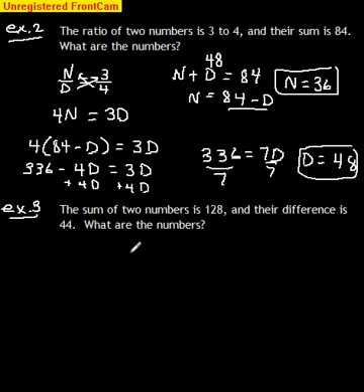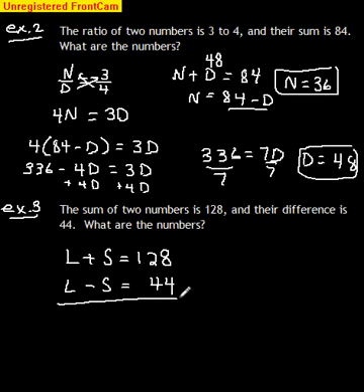Okay, last problem. This one says the sum of two numbers is 128, and their difference is 44. What are the numbers? So I'm going to call this the large and the small number. So the sum of two numbers is 128. So the large number plus the small number equals 128. Their difference, so the larger one minus the smaller one, is 44. Two equations, two unknowns, easy elimination.